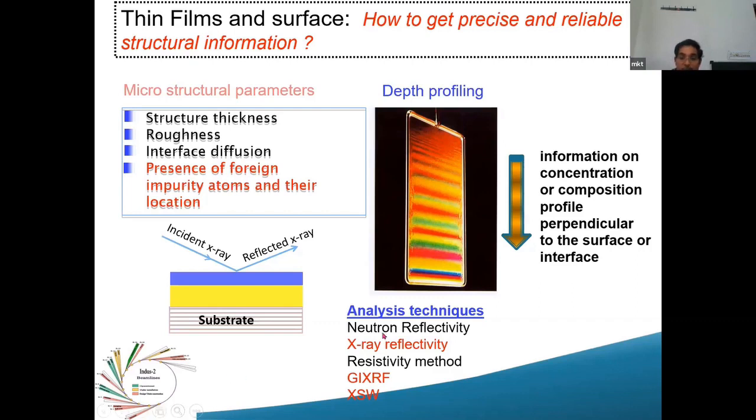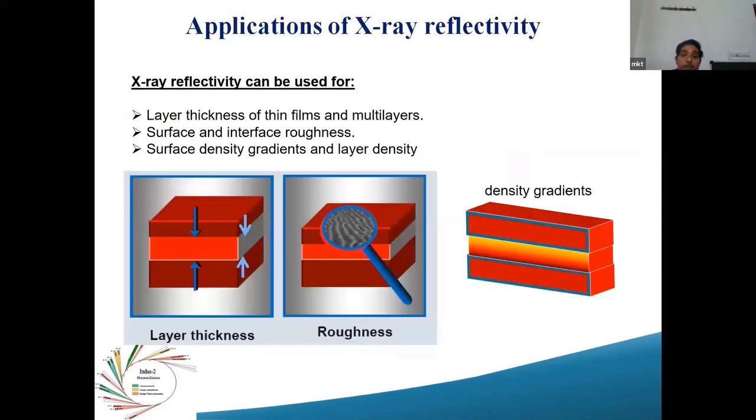But if you apply the XRR and GXRF techniques simultaneously, then you can have good precision. The GXRF basically provides good precision about the elemental analysis, and the XRR provides the precision about the thickness determination. So the combined analysis is very good. By using X-ray reflectivity, what parameters do you determine? Basically, reflectivity provides the thickness. You can precisely determine the thickness, the roughness, and whether the density is changing as a function of depth, the density character.